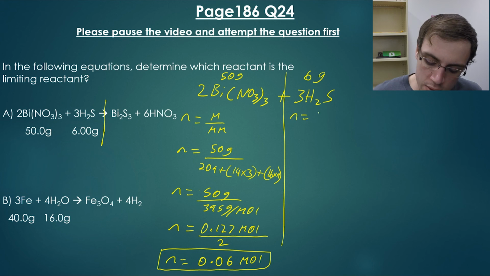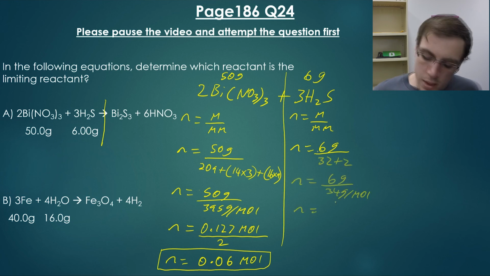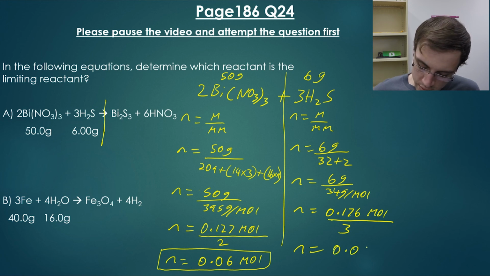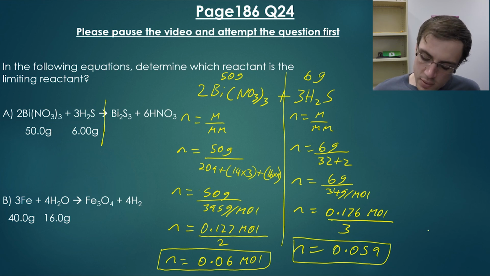Now we do the exact same step, but for hydrogen sulfide over here. So we go moles, mass, molar mass. We look at the periodic table and calculate that. So we go 6 divided by 34. We punch that into our calculator, and that gives us 0.176 mole. Now we divide this by 3 because there is a coefficient up here of 3, and that gives us a final molar amount of 0.059, making this one here the limiting reactant.